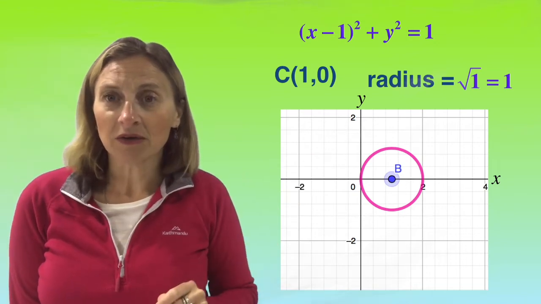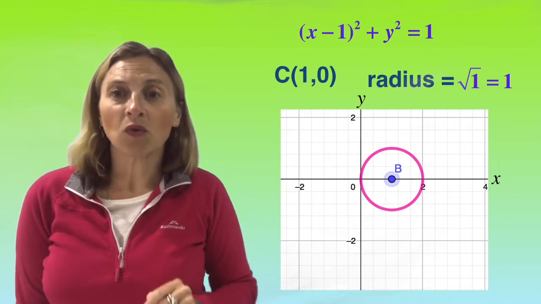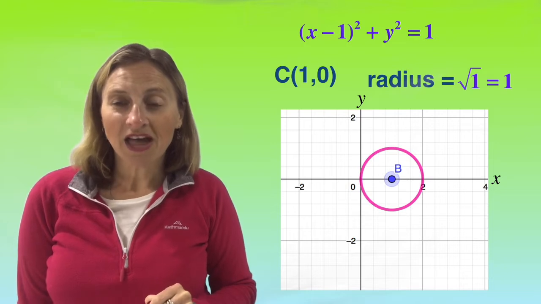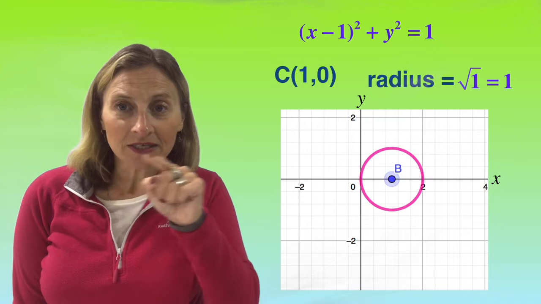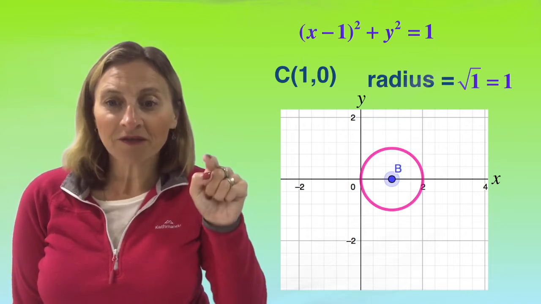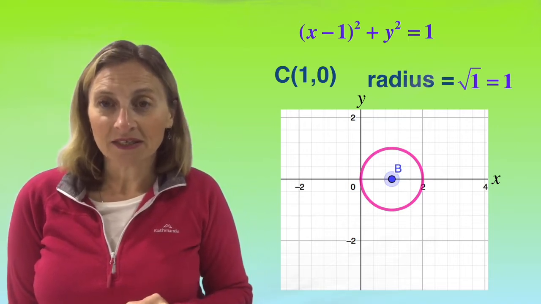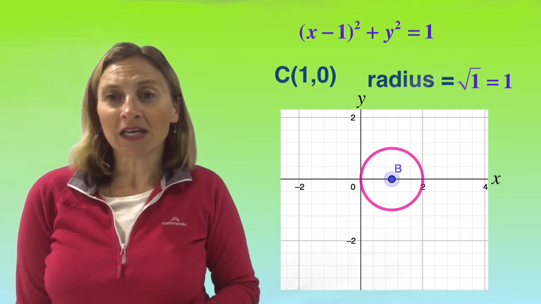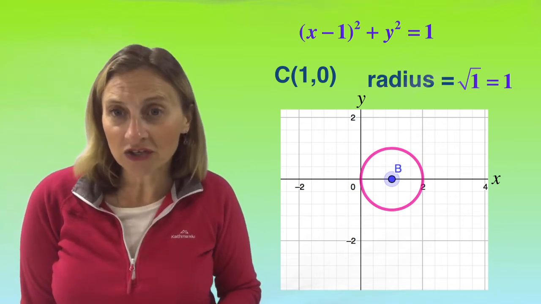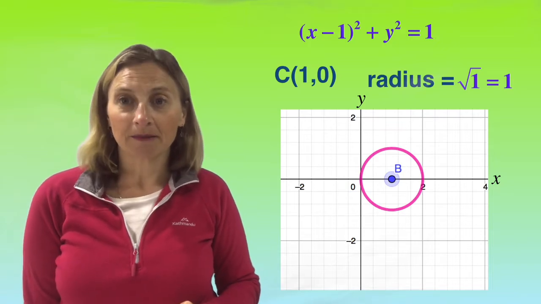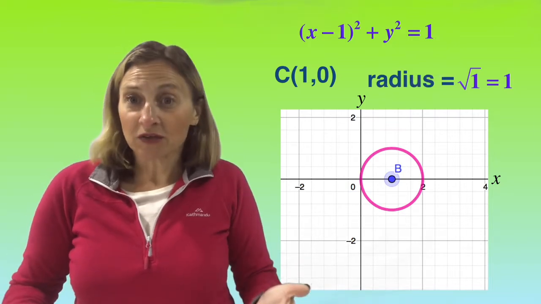Now be careful here, because your radius is 1 unit. That means that if your centre is at 1, 0, and your radius is 1, your graph will have to touch the y-axis. And they're going to look for that when they're marking it. So if your graph here cuts the y-axis and not touches it, you'll probably lose a mark. That's pretty much it for circles.